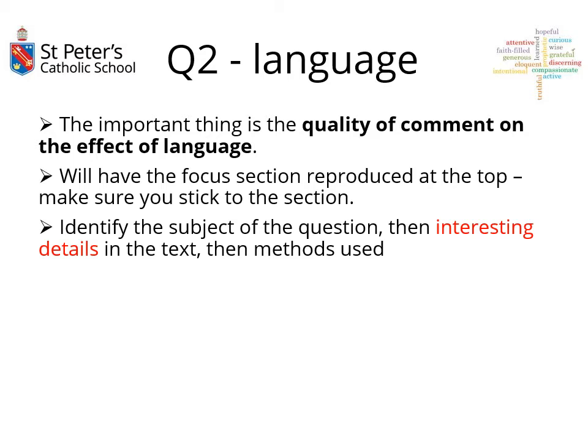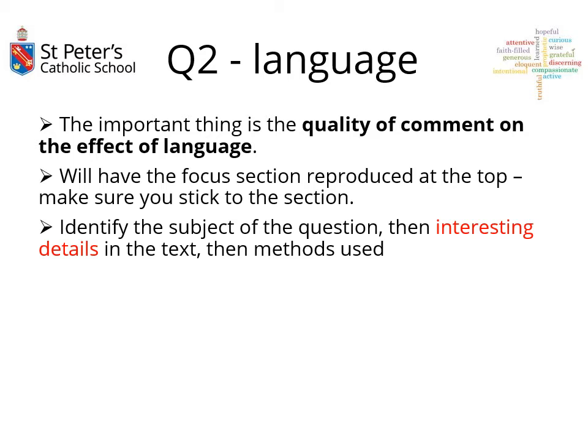So you need to identify the subject of the question. That's really key. The question will give you a particular focus for those lines. So it might be a character, it might be the setting, it might be an atmosphere or something like that. Then identify interesting details in that little passage. Okay, we expect you to write on these. So when you've then been given the focus, find the interesting details, find the words and the phrases that you could say something about. And once you've done that, then think about the methods used.